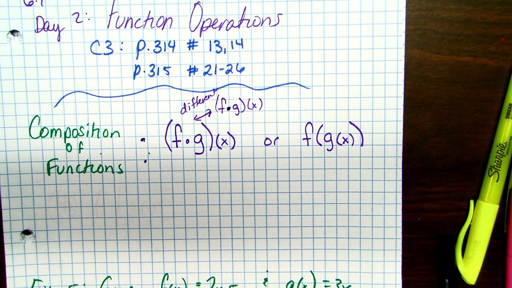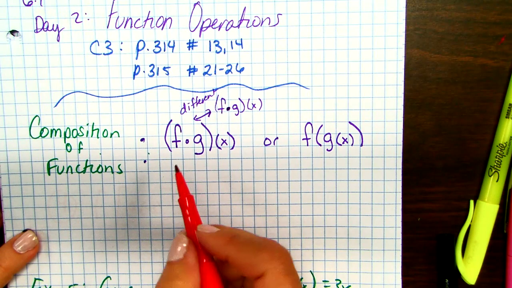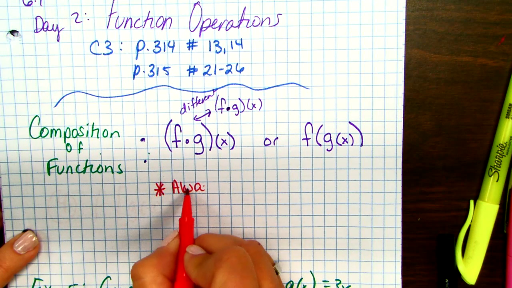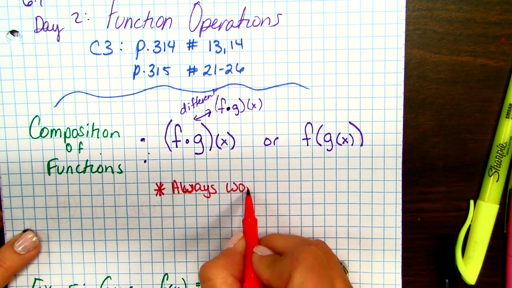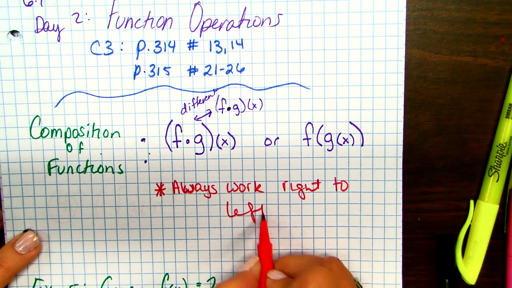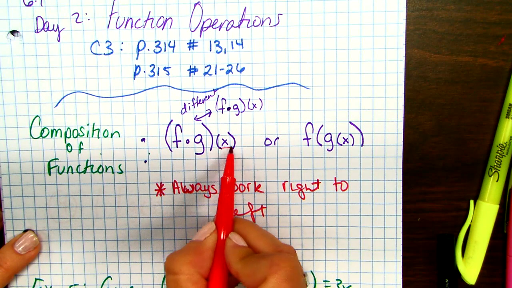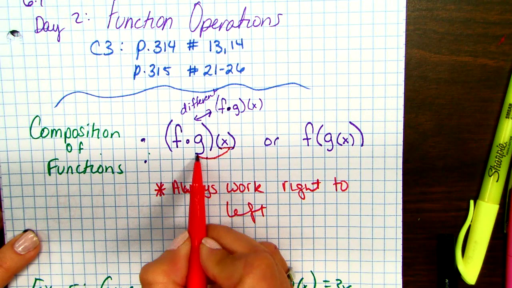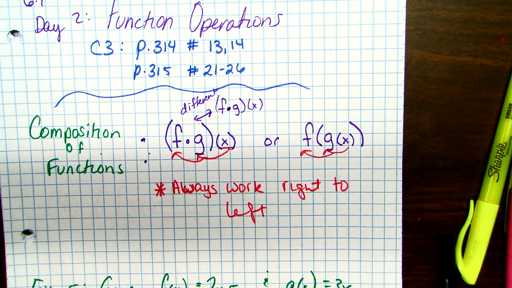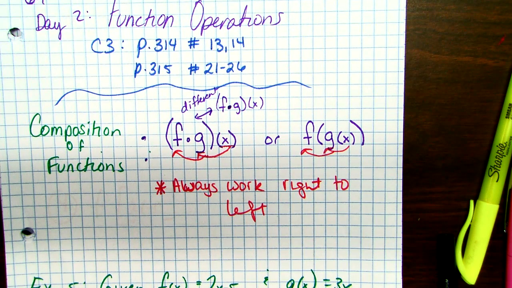Okay? And what's really, really important about composition of functions is we always work right to left. So we'll always start all the way over here and work this way. Always start right to left. It's like opposite of how you read a sentence, a book, or whatever. You know, math is not always left to right. And this is a really important concept.